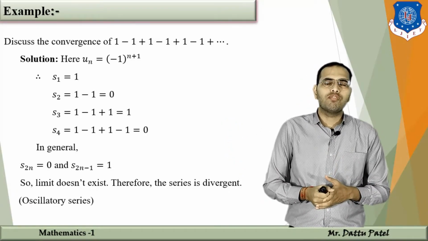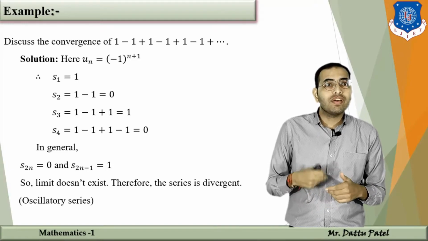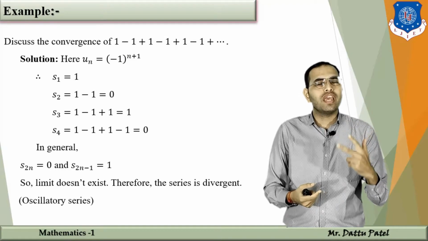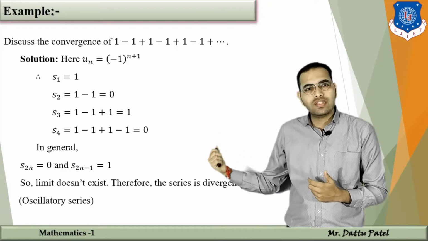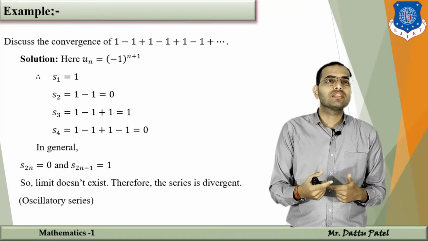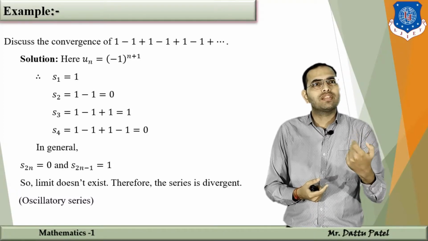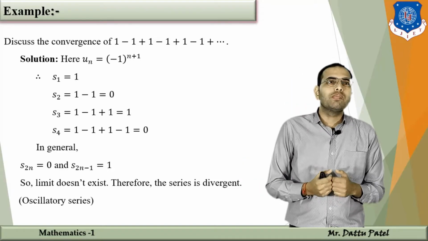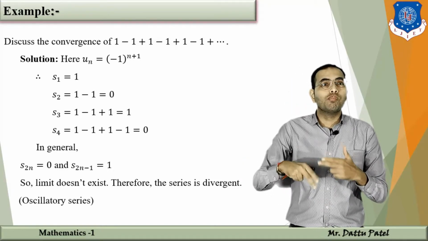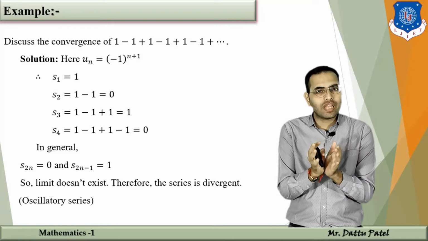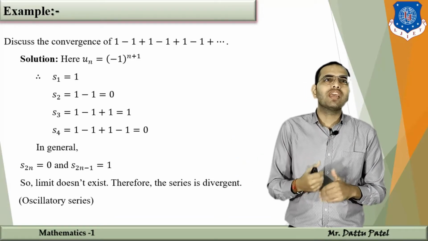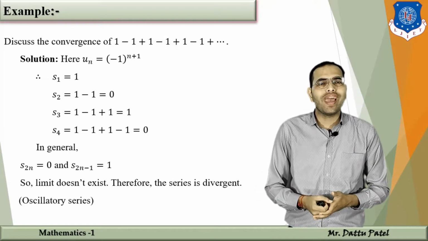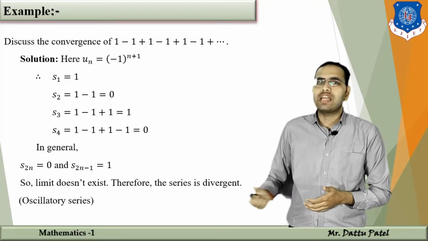In general form we can say that whenever our term is an even term, means s2, s4, s6, s8 and so on, then we get 0. And whenever our term is s1, s3, s5, s7 and so on, then it becomes 1. Means our limit has more than one value, which is 0 and 1. Then we can say that the given series is oscillatory or the limit does not exist, therefore it is divergent.